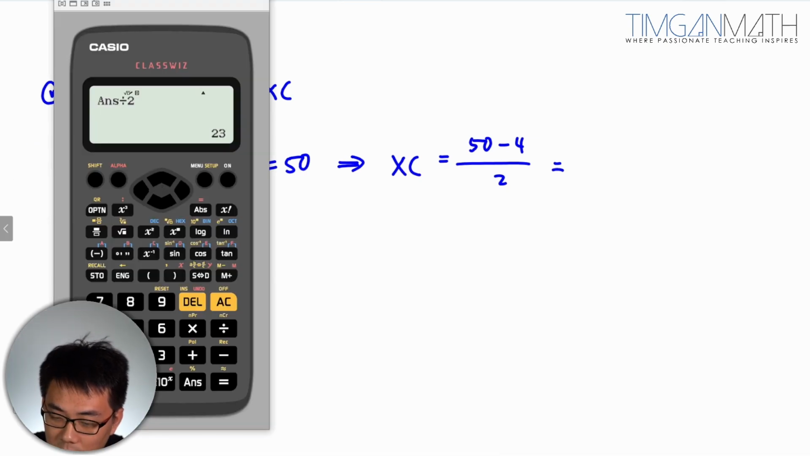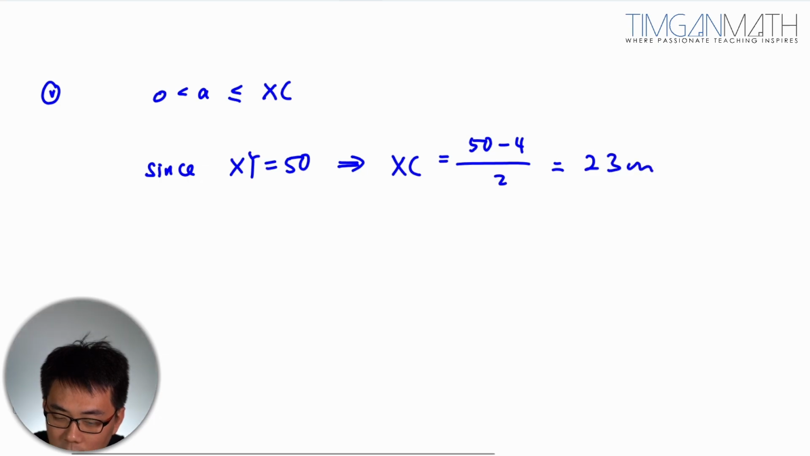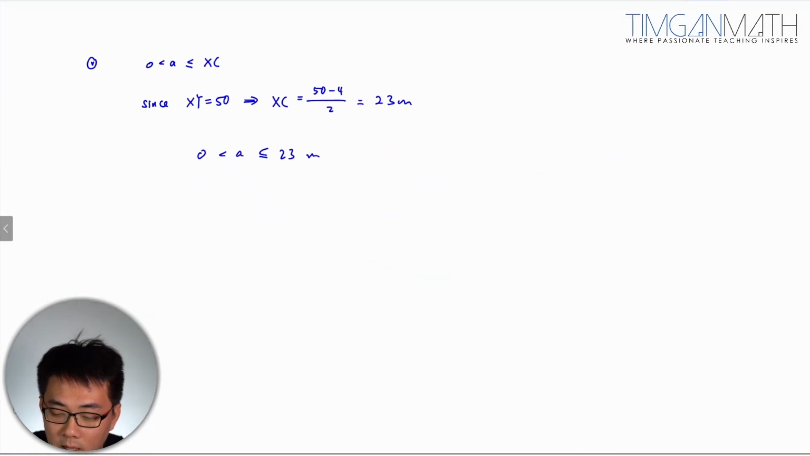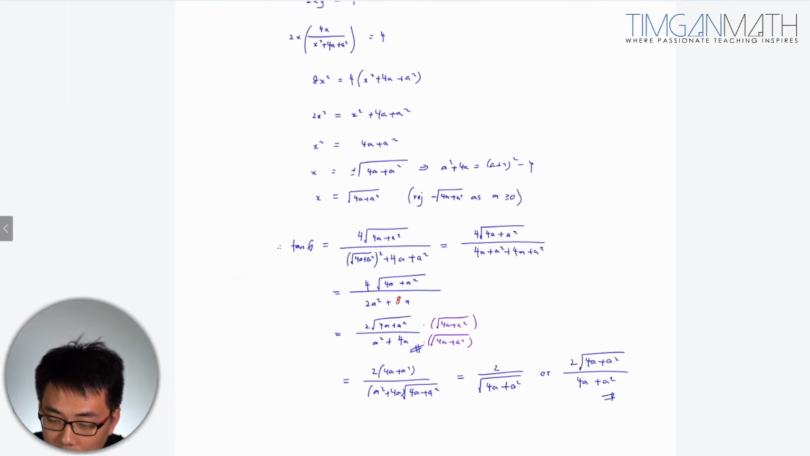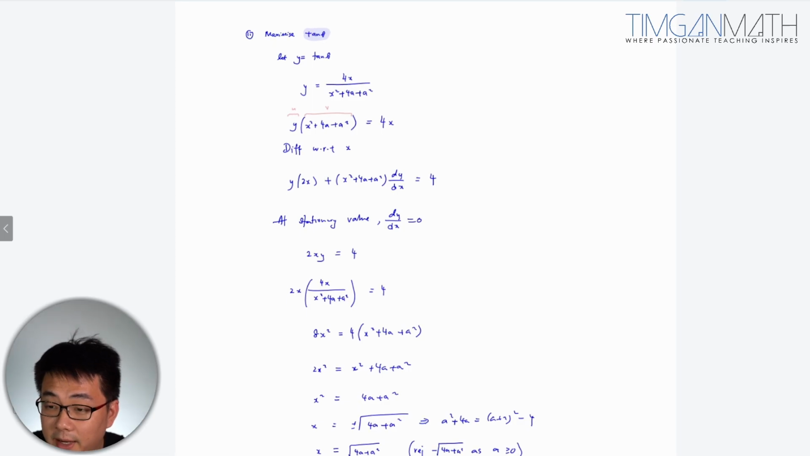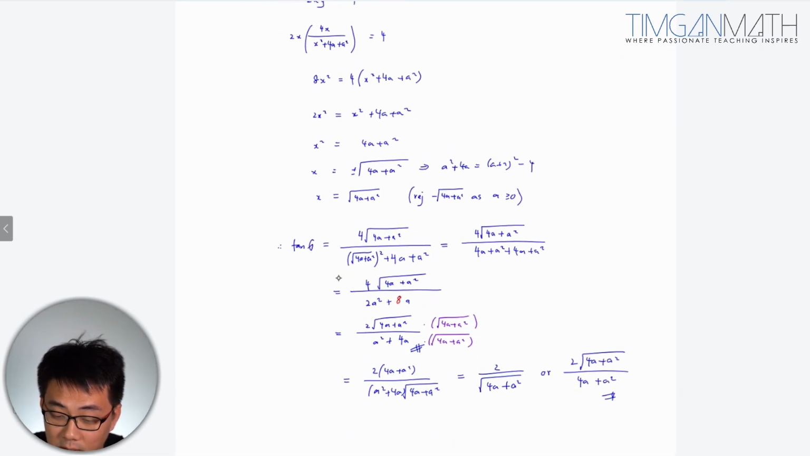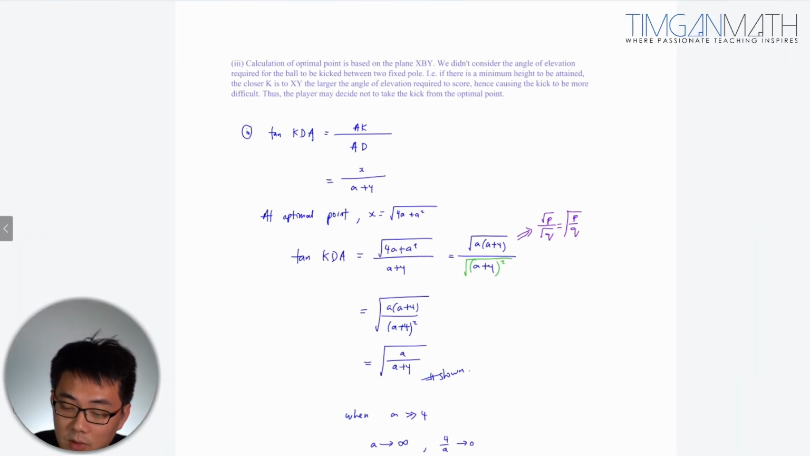50 minus 4 divided by 2 gives 23 meters. So we know that a is between 0 and 23, at most 23 meters. Once you're done with that, we could actually use the optimal angle, because we find the range of the optimal angle, which is this part here, the tangent angle. So the optimal angle is just tangent inverse.